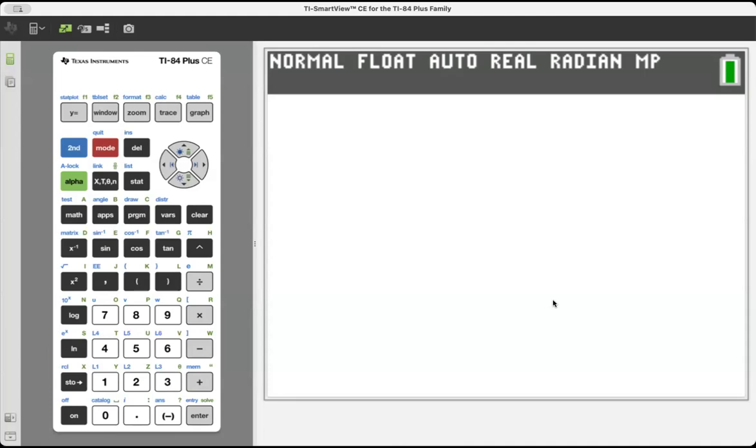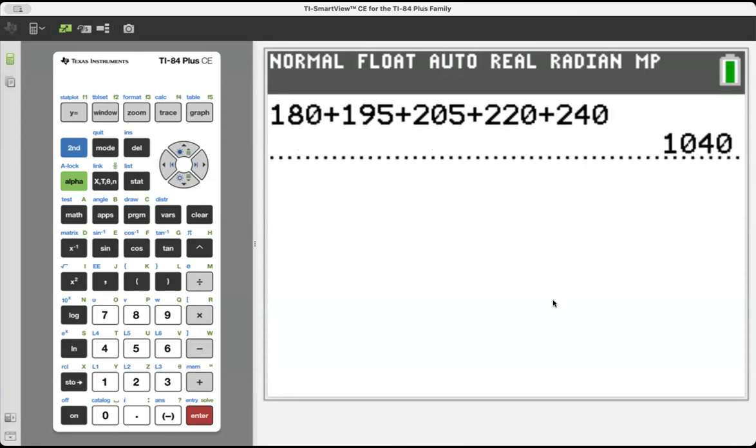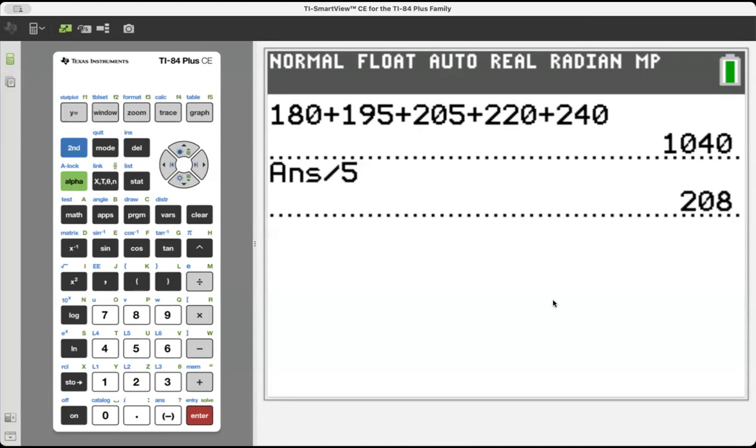So here we are on the home screen of the calculator, and I'll just add up 180 and 195, 205, 220, and 240. And then divide this answer. So I'm pressing the divide sign and 5. The average, the mean cholesterol level is 208 in this case.